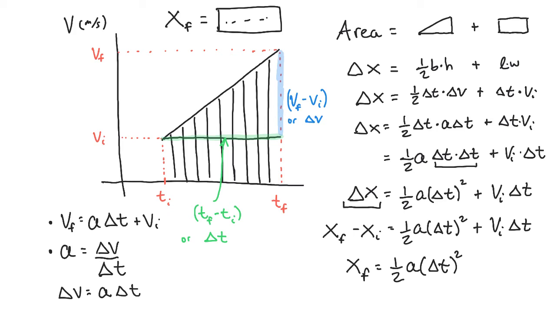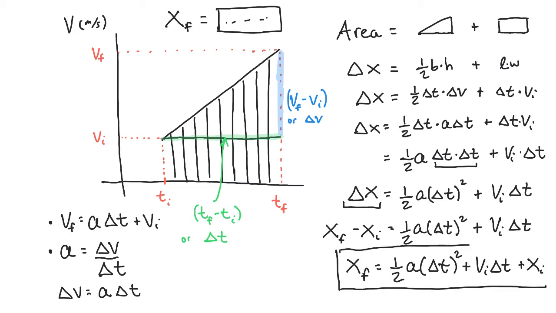Oops, no, it's not, right? What did I forget to do? Yeah, hopefully you caught that mistake. Plus the initial velocity times our time interval, and then we have to add over this initial position. Now we're good to go. We'll put a box around that. And there's our final result.